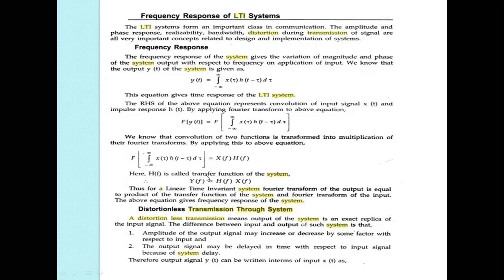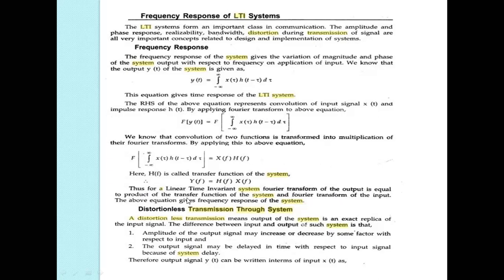Here H of f is called the transfer function of the system. Therefore, on the left-hand side, the Fourier transformation of y of t is Y of f. And on the right-hand side, the Fourier transformation of the convolution equation is X of f and H of f. Thus, for a linear time invariant system, the Fourier transform of the output is equal to the product of the transfer function of the system and the Fourier transform of the input.